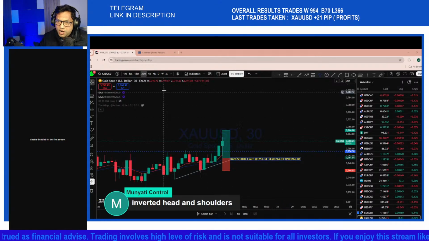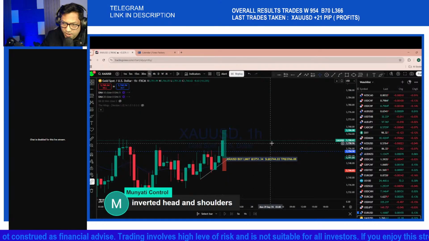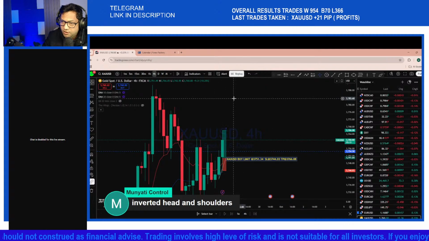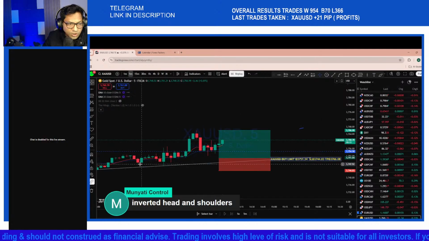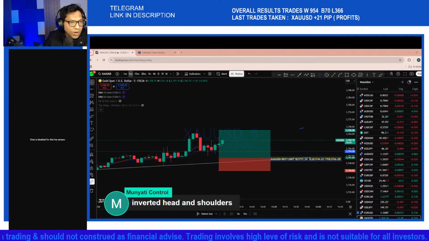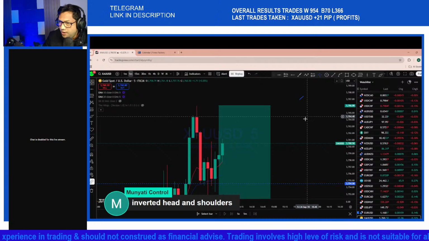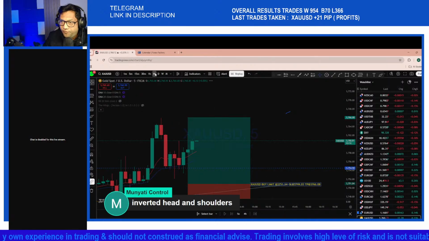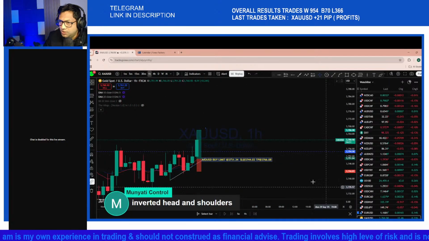Okay, so here the market structure is slowly moving up. Now on the 4-hour chart, we can see it getting that upside, showing bullishness in that area. You have 5 minutes to go for this 4-hour to close, and from the 1 hour you can also see that it's a bull market.